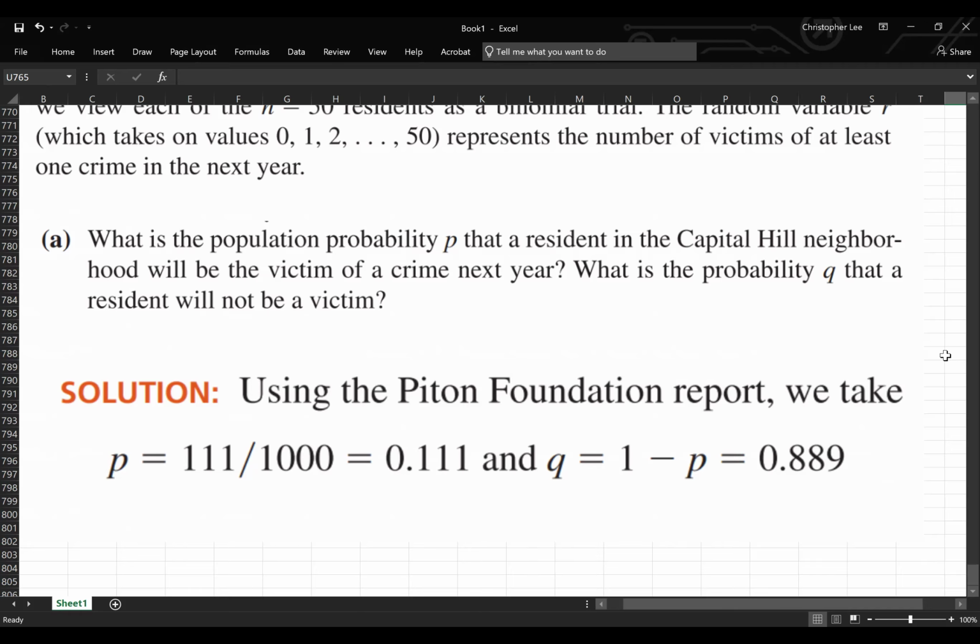R is when you're talking about the people in the building. That's the number of successes. The success is you being part of a crime, you being victimized by a crime, right? Instead of us looking at 1,000, we're only looking at the people in one building. But the chance that there'll be a victim of a crime is out of the whole city, 111 divided by 1,000.